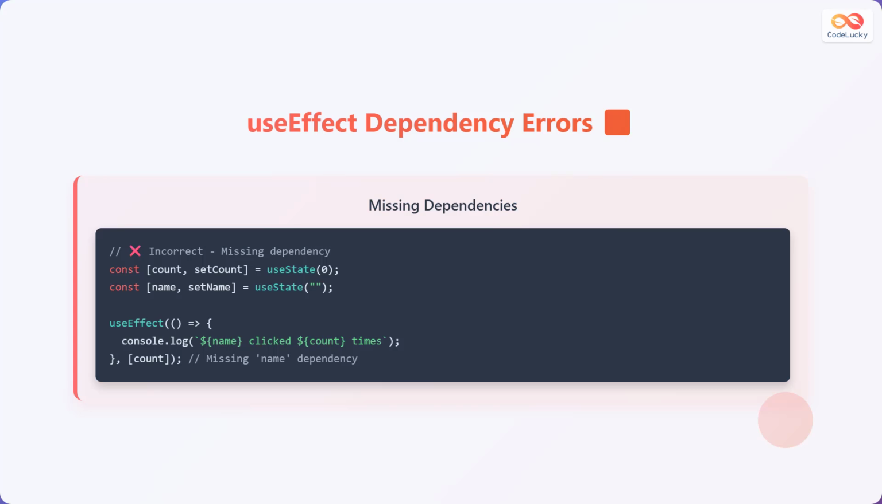In the given code, we have two states, count and name. The useEffect hook logs a message to the console that includes both the name and count. However, the dependency array only includes count, which means that the useEffect will not rerun when the name changes.